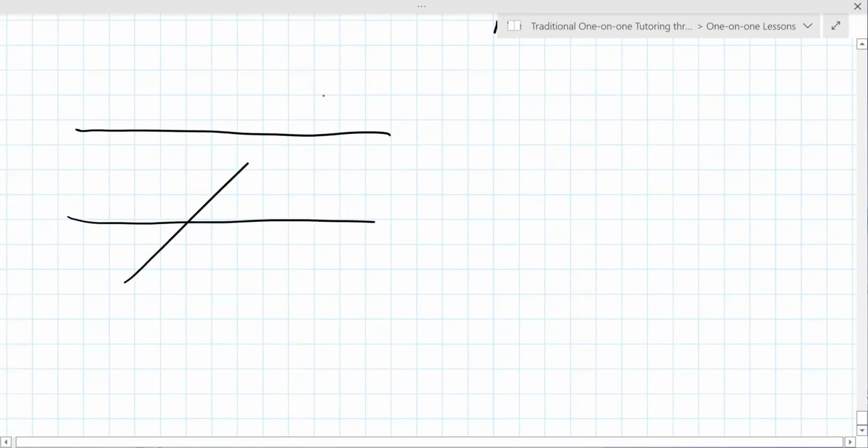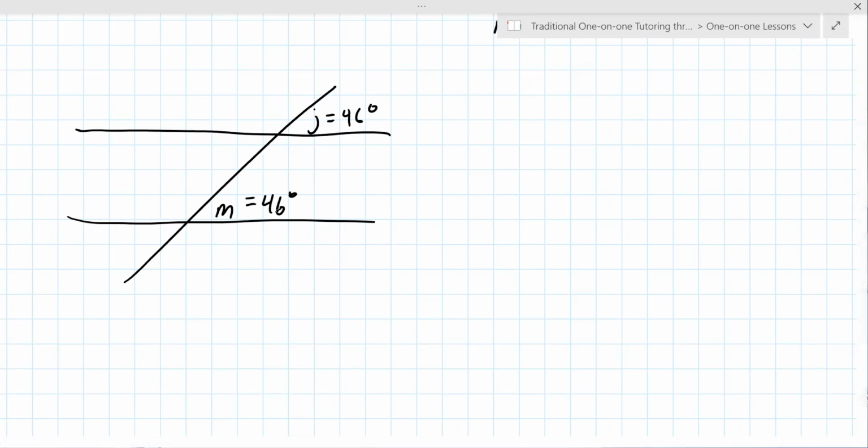Okay, so new question here. Let's say J equals 46 degrees. What is the measure of angle M? 46. Okay, and can you tell me the reason that this is 46? Because it is a... Oh, it's corresponding. It is corresponding. Very good.